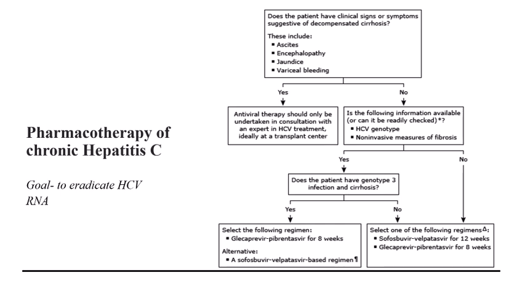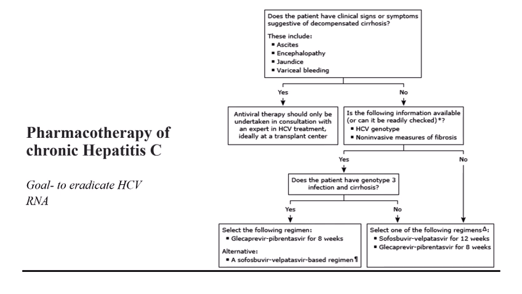First, the patient is looked at for clinical signs suggestive of decompensated cirrhosis, like ascites, encephalopathy, jaundice, and variceal bleeding. If these factors are present, then antiviral therapy is initiated, and if they are absent, we have to look into the genotype of hepatitis C and the presence of any cirrhosis. If genotype 3 is present, then the drug indicated is glecaprevir and pibrentasvir for 8 weeks. If there is absence of genotype 3, then the patient is started with sofosbuvir and velpatasvir, or glecaprevir and pibrentasvir.